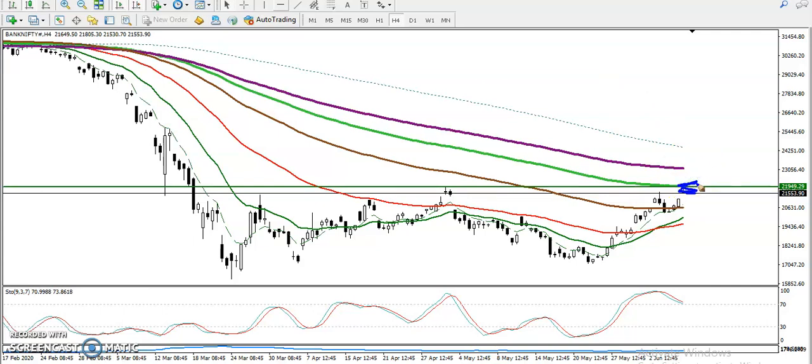What breakout do we need? We need a 22,000 breakout, this level. Once it breaks, we will definitely go for a buy toward the next resistance line.